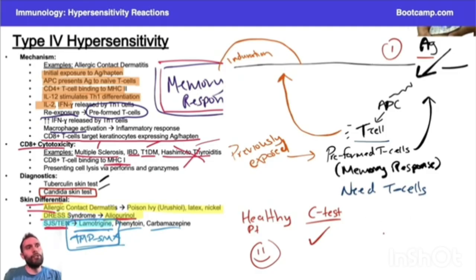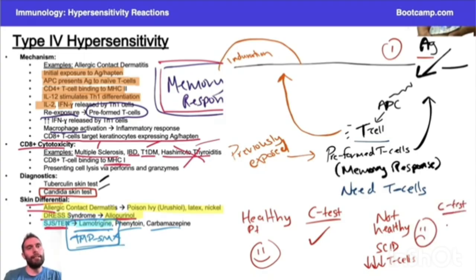Now, what about a patient, on the other hand, that's not healthy? Maybe a patient specifically, let's say this patient has SCID. This patient has very low levels, if any, of T cells, or maybe it's an AIDS patient, right? So this patient, we're going to put no smiley face right now. This patient is not happy, right? And so if I did the Candida skin test on this patient, would I expect to get an induration? The answer to that is no. You wouldn't, because you don't have functioning T cells.